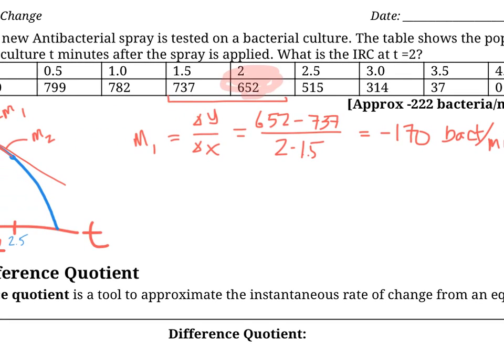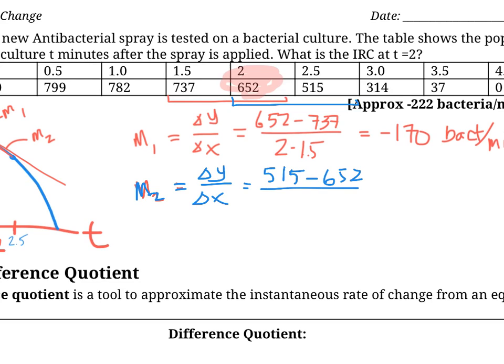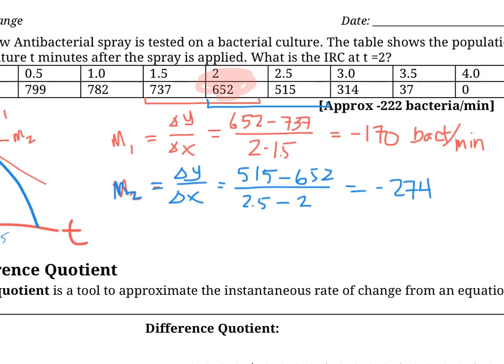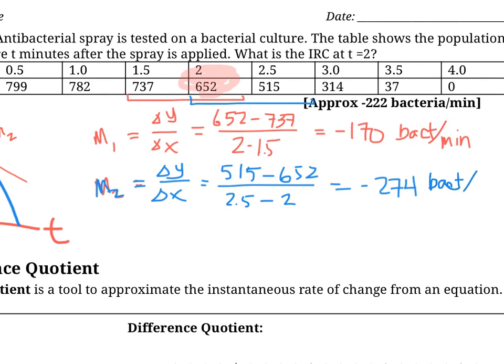So let's do the same thing with M2, that second little segment there. And here, I'm going to do it in blue, M2, because that is the difference between these two right here, right? So again, it's going to be delta y over delta x, change in y over the change in x. It's going to be 515 minus 652 over 2.5 minus 2. And this, if you do this in our calculator, will give us negative 274 bacteria per minute.